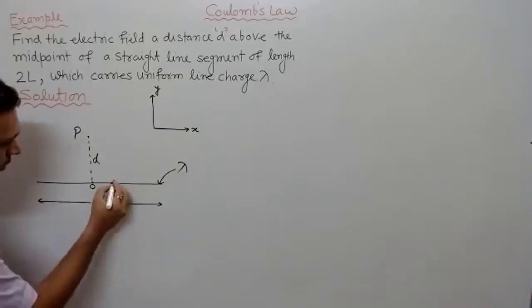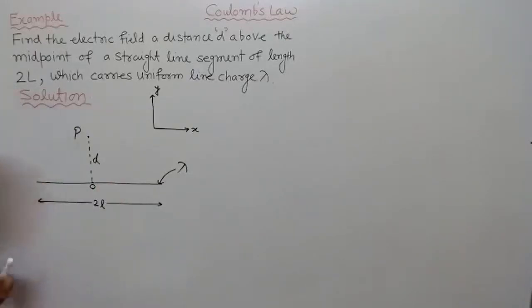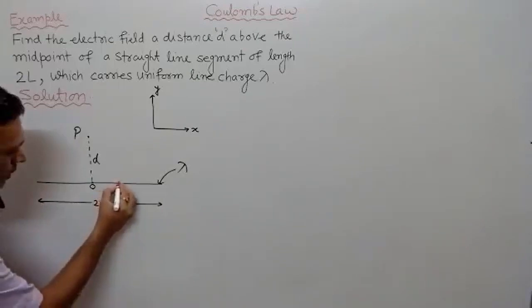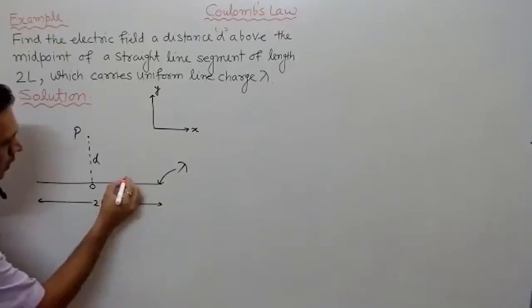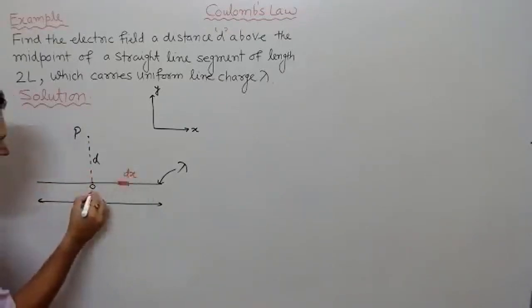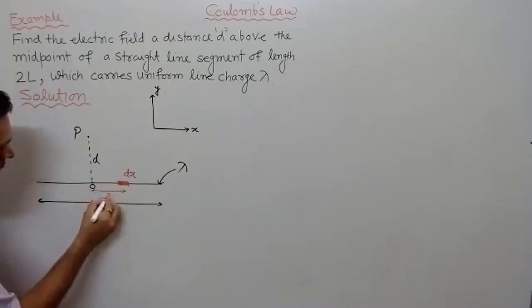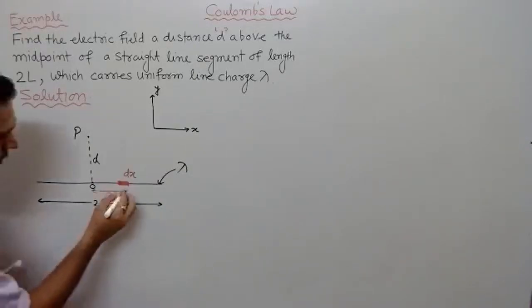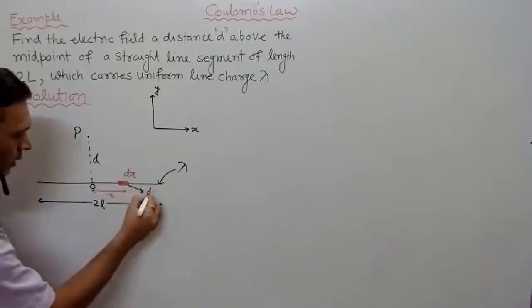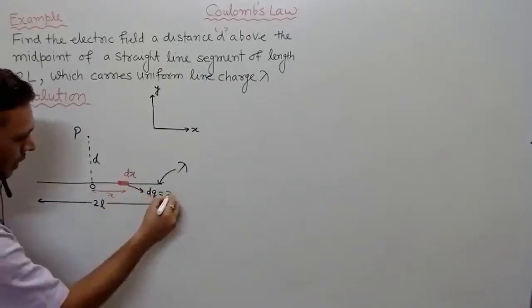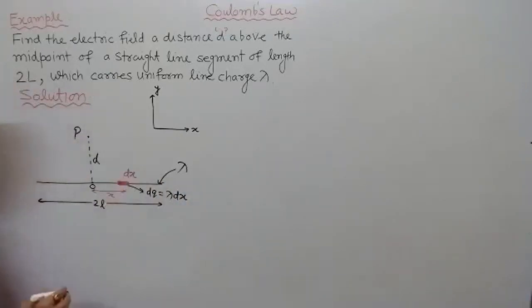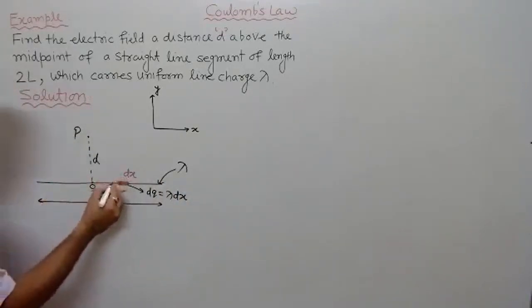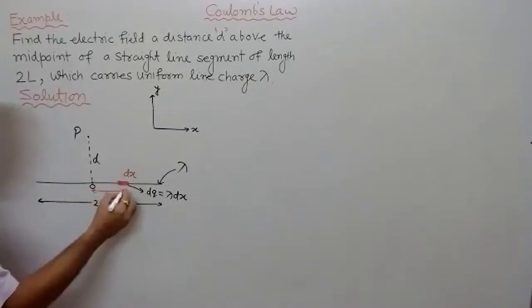an elemental length dx. Let us consider elemental length dx over this wire. This elemental length is dx, and that is x distance away from the midpoint. So what will be the charge in this elemental length? The charge in this elemental length, dq, will be lambda dx. So you have to first find the charge due to the elemental length.